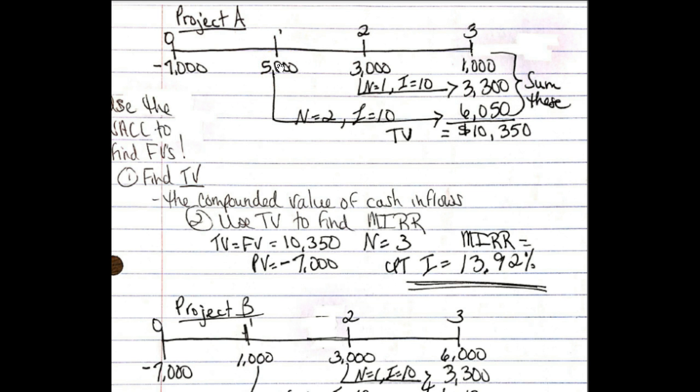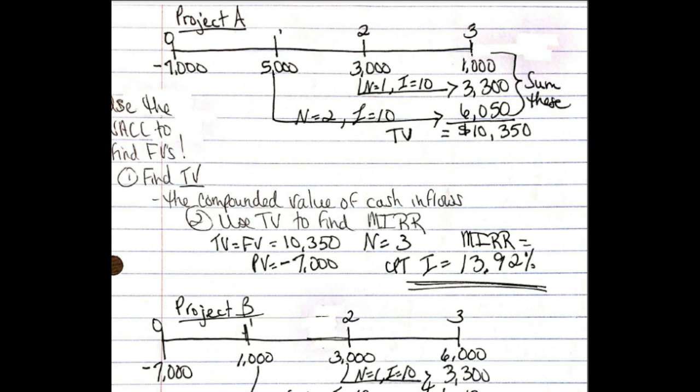Then cash flow 1, $5,000. We need to find the future value over 2 years compounded at 10%. And when you do that, you should find $6,050. Add those 3 amounts together. That's your terminal value, $10,350. The terminal value is the sum of the future values of the cash inflows compounded at the cost of capital, and that's what we just did.